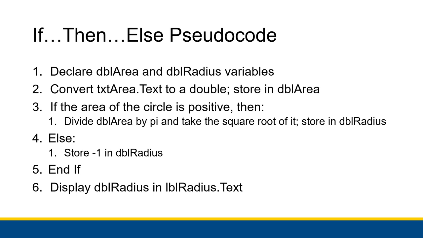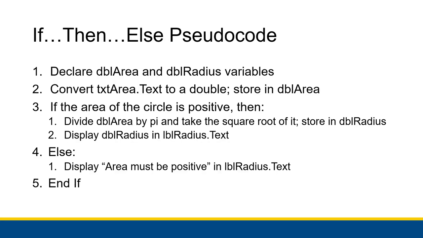Using all of that, we can't actually store a string in double radius, especially not a string that has characters in it. Even if we had implicit on or something like that, it would turn into zero. We would just be storing zero into radius, and that's not really helpful. So we can use the if then else statement in a slightly different way to make our dreams possible of actually showing them a helpful error message. Here's how we can do that.